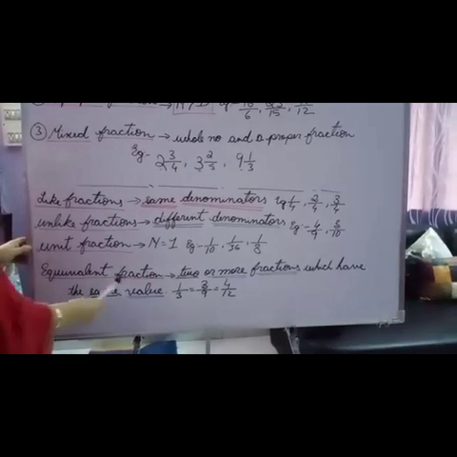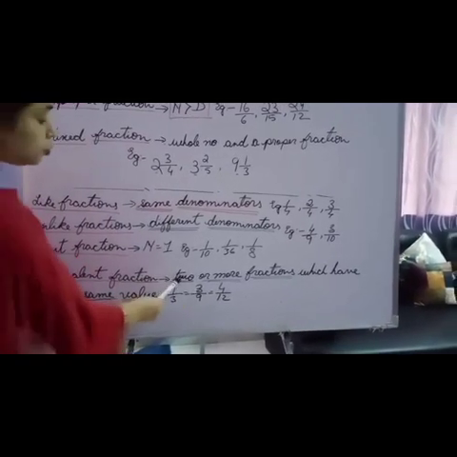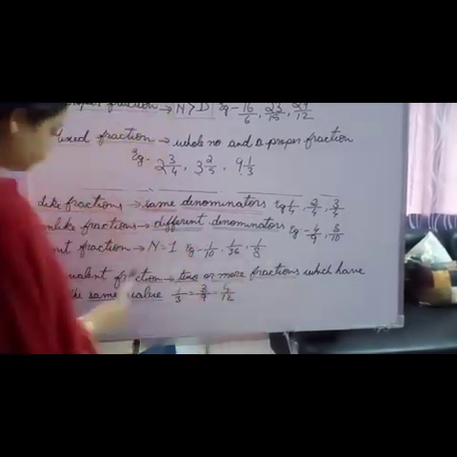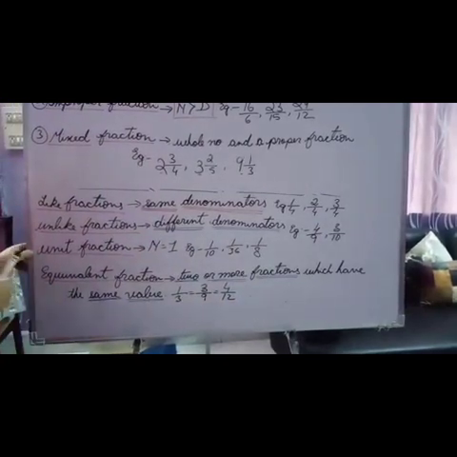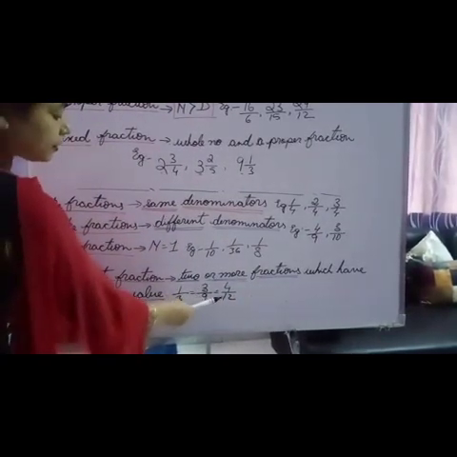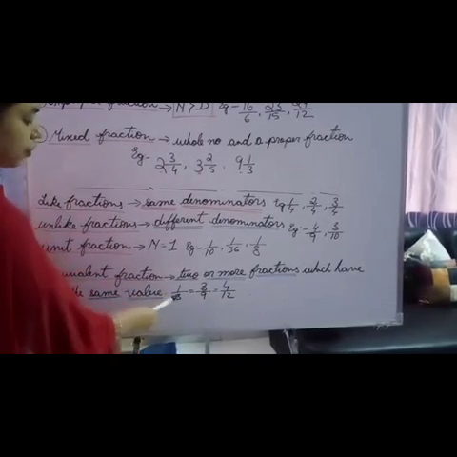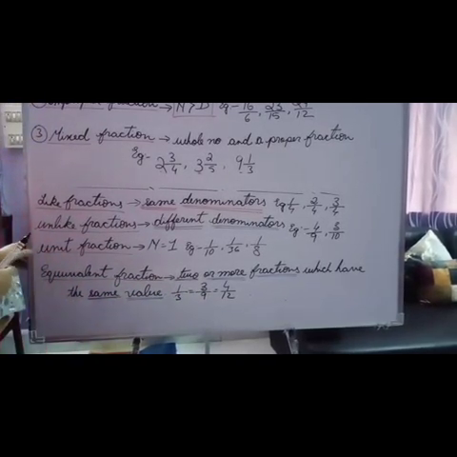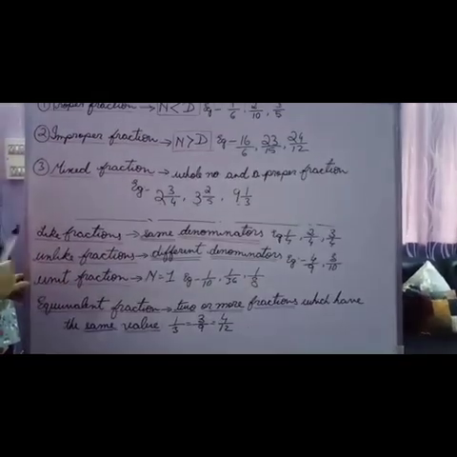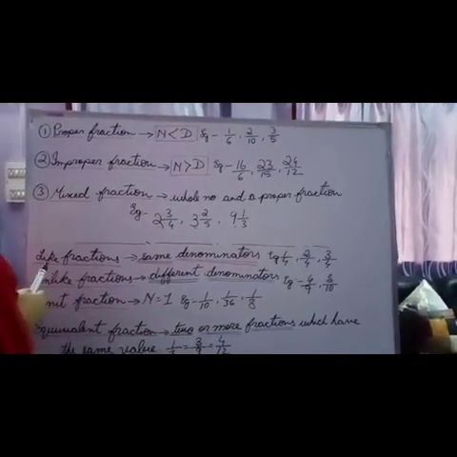Now what are equivalent fractions? Two or more fractions which have the same value. So suppose I write 3 by 9 or 4 by 12, if I reduce to simplest form, the answer I will get is 1 by 3. Okay, in the next video we will start the exercise.